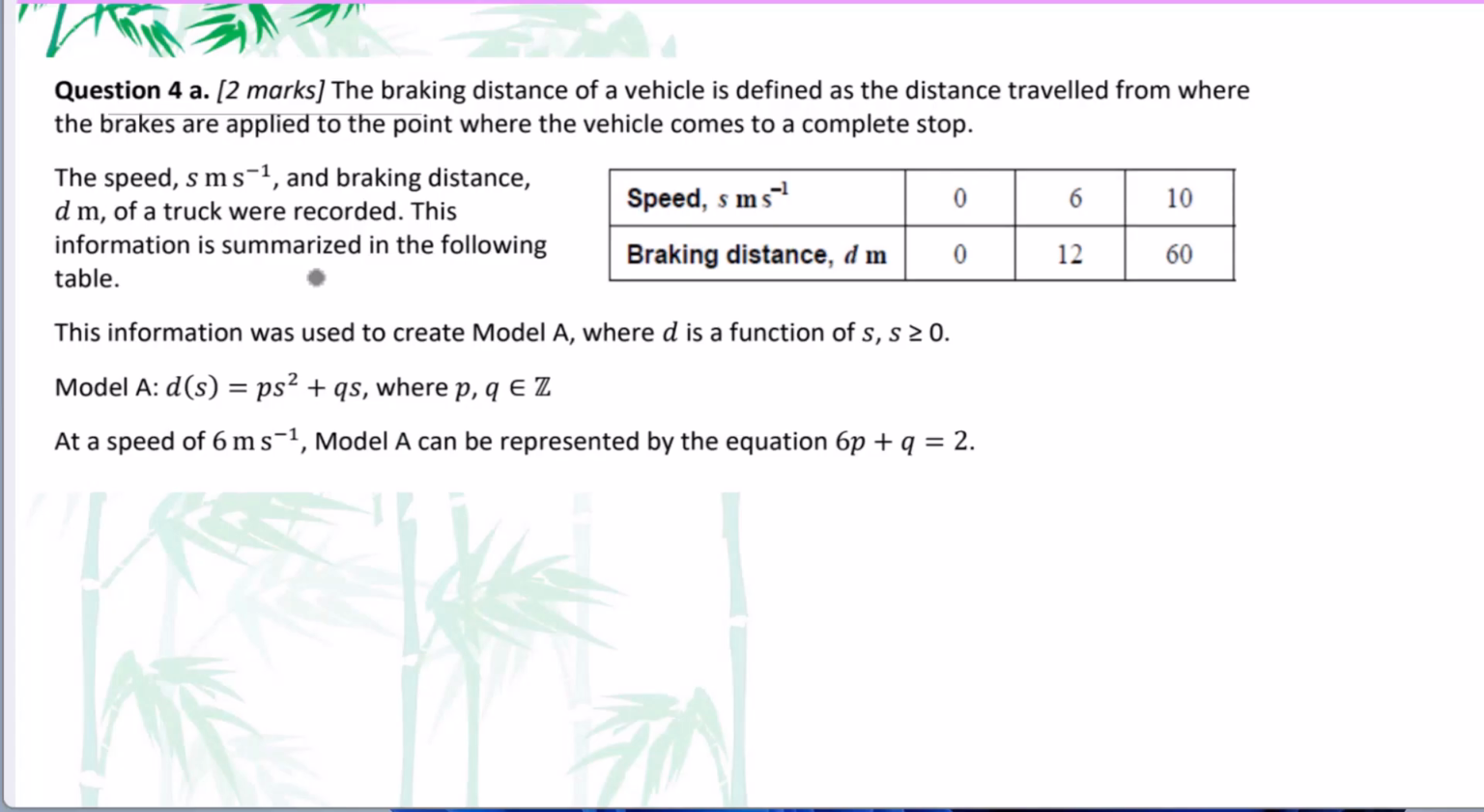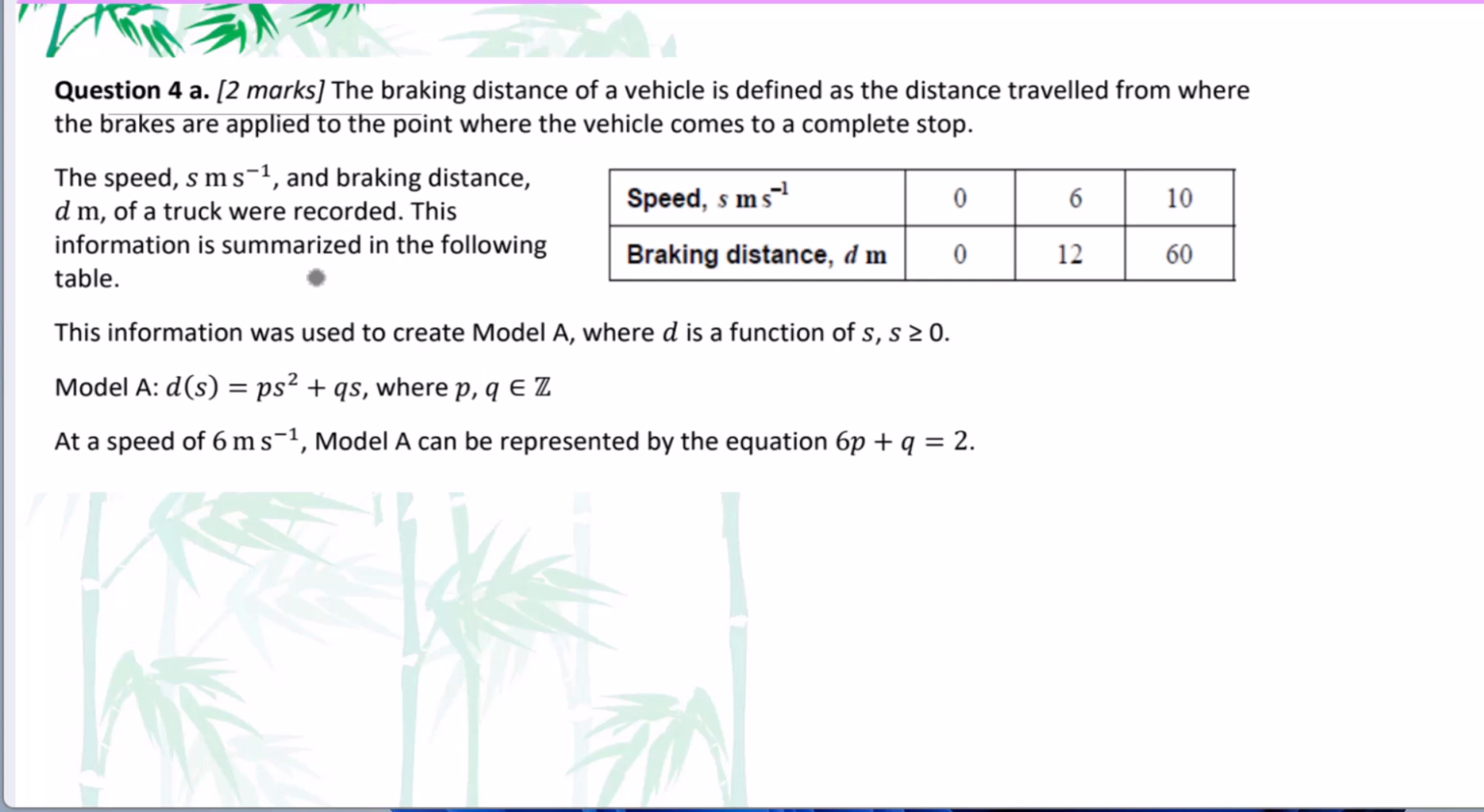Question 4. The braking distance of a vehicle is defined as the distance traveled from where the brakes are applied to the point where the vehicle comes to a complete stop. The speed s and braking distance d of a truck were recorded. This information is summarized in the following table.